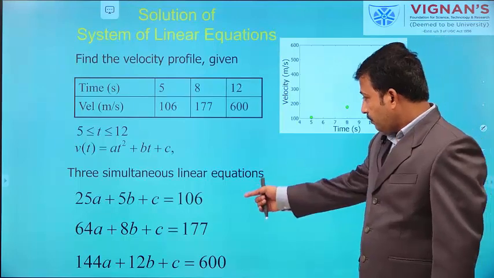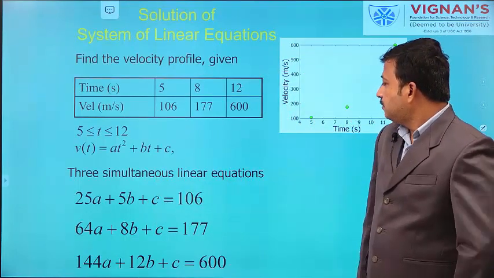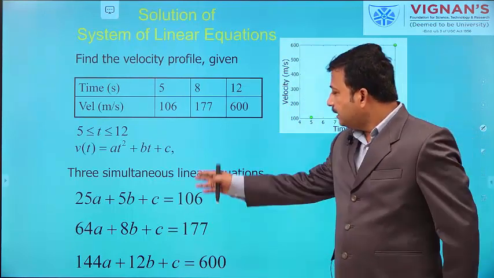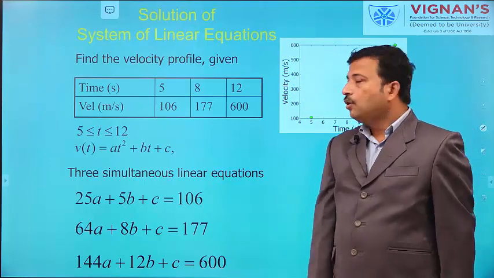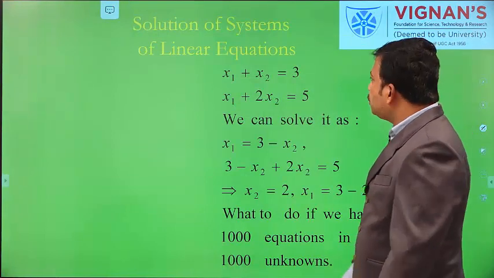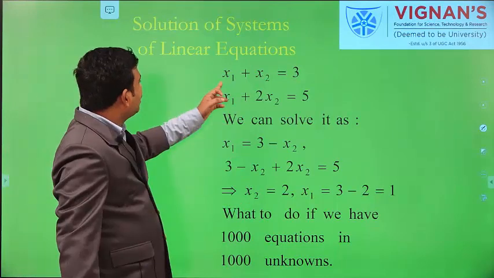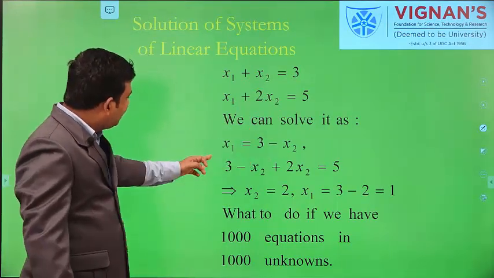So let us take 25a plus 5b plus c equal to 106, right? 64a plus 8b plus c equal to 177, right? So this is the system of equations. Three equations and three unknowns are there, and you can find the solution by that. For a system of linear equations like x1 plus x2 equal to 3, x1 plus 2x2 equal to 3, we can solve it like this.